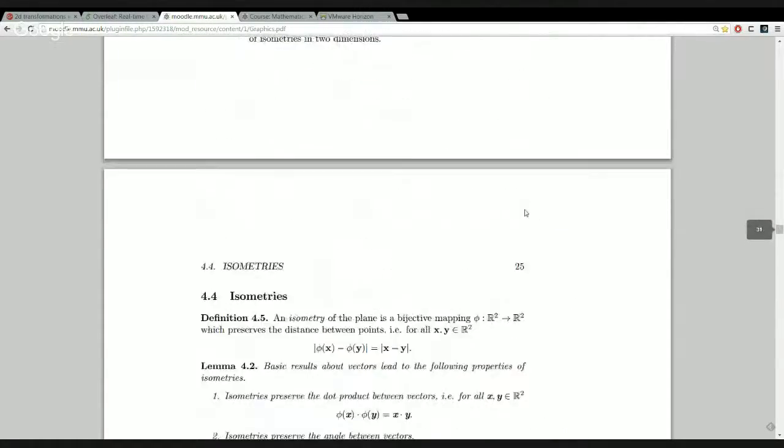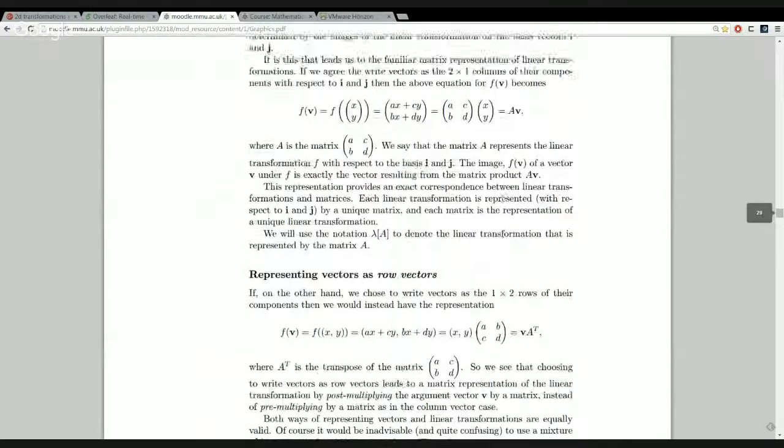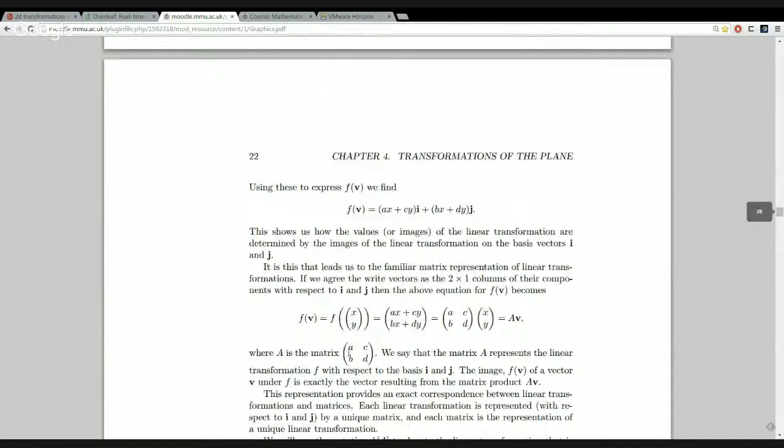By just agreeing that points in the plane were represented by vectors and that linear transformations are the appropriate functions to look at from the plane to itself, and by using the definition of a linear transformation and examining basis vectors, we very quickly arrived at the matrix representation of linear transformations.